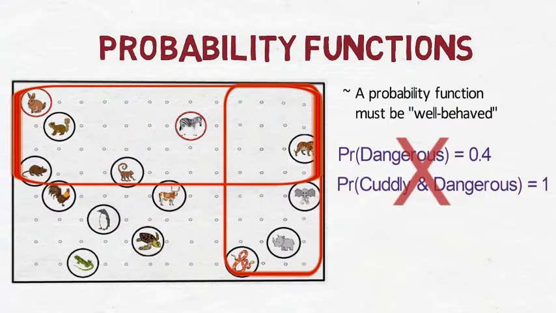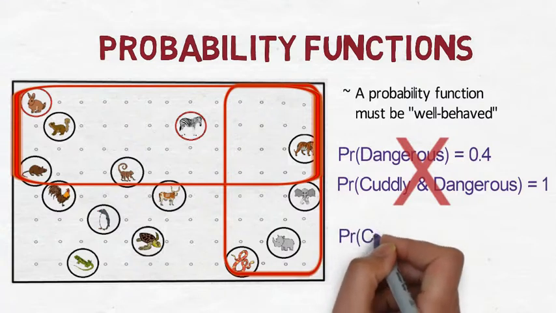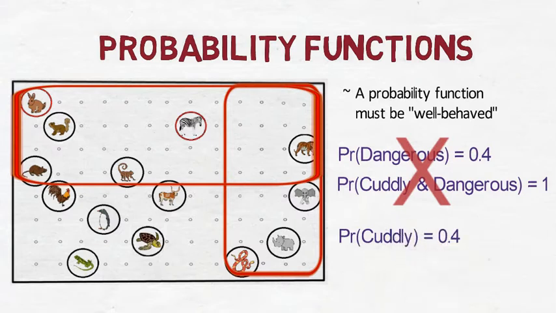If it is 100% probable that the animal will be both dangerous and cuddly, then it should be 100% probable that the animal will be dangerous, since being dangerous and cuddly obviously implies being dangerous by itself. Or let's consider a different example. Imagine that the probability distribution says that it is 0.4 probable that the animal will be cuddly, and it also says that it will be 0.4 probable that the animal will not be cuddly. Again, this should make no sense. Where did the other 0.2 go?